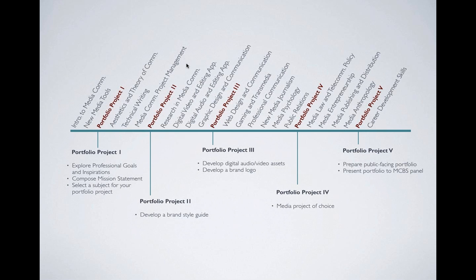So in Portfolio 1, you chose your subject. In Portfolio 2, you did the style guide. So you have that style guide to refer to this month, and you're going to be revisiting that. Hopefully you saved a copy of that as well. You're going to be filling in that last section that we didn't address in Portfolio Project 2, which is the brand logo.